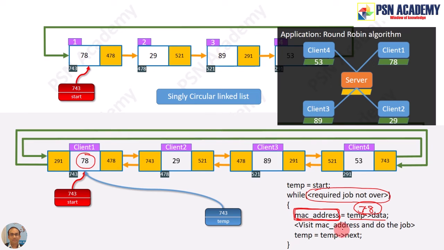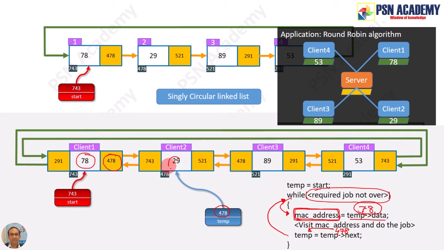Now what is temp next? The temp next is 478, right? You see here, this is 478. So that will be loaded inside temp. So temp becomes 478 and it starts pointing to the next node. Now after moving to the next node, you get back to run the while loop and check whether the required job is over or not. If it is not, then get inside and repeat the previous steps.